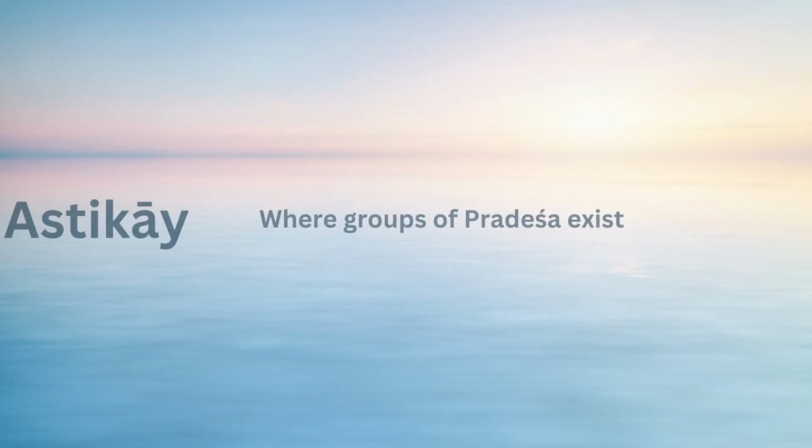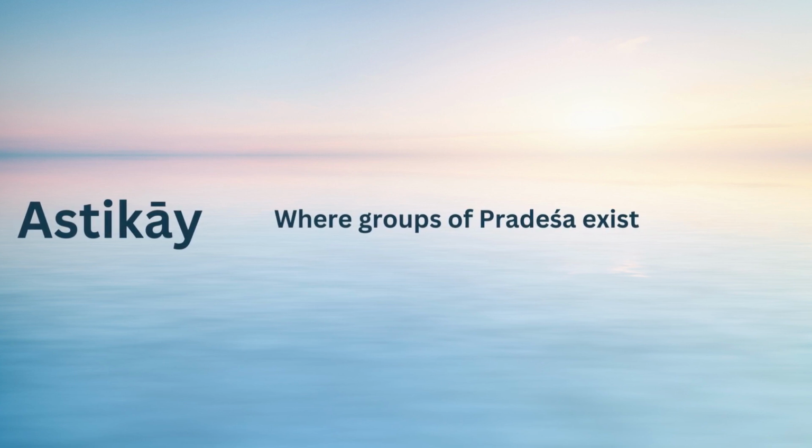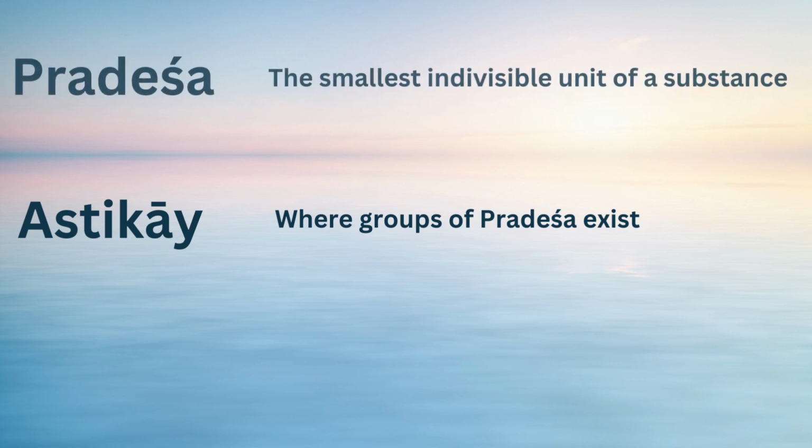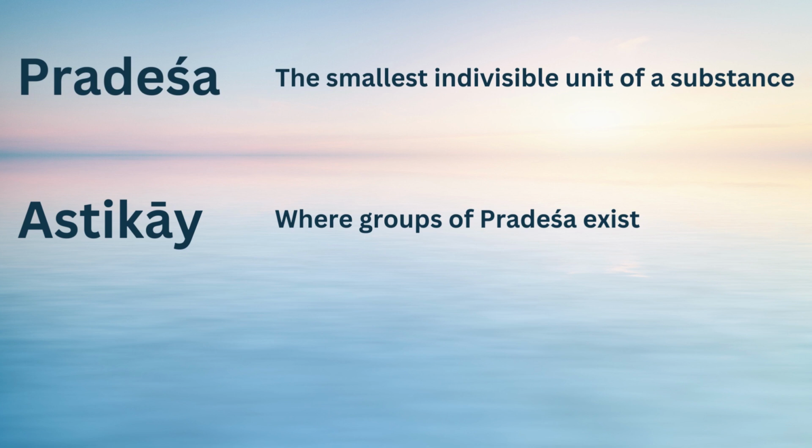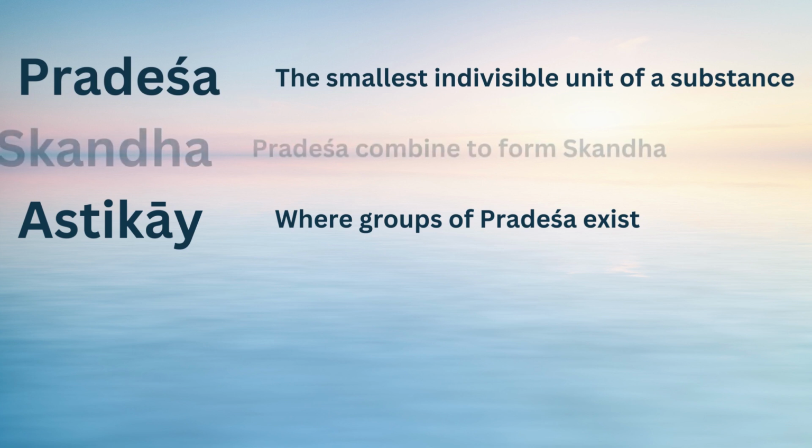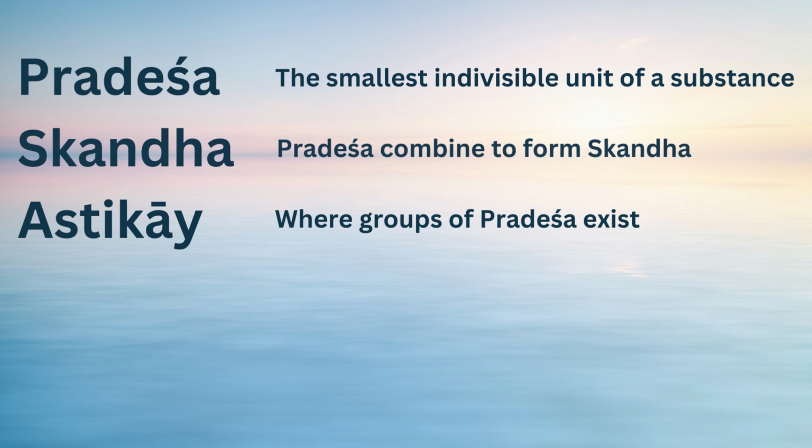What is Astikāy? Asti means being. Kāy normally means body. However, Dharmāstikāy is Arupī or Amūrta, meaning it is invisible. Still, wherever there is mobility, there exist groups of small elements called Pradeśa of Dharmāstikāy. It is called Astikāy because of the existence of groups of Pradeśa. What is Pradeśa? Pradeśa means the smallest indivisible unit of a substance. Pradeśa combine to form what is called skandha.